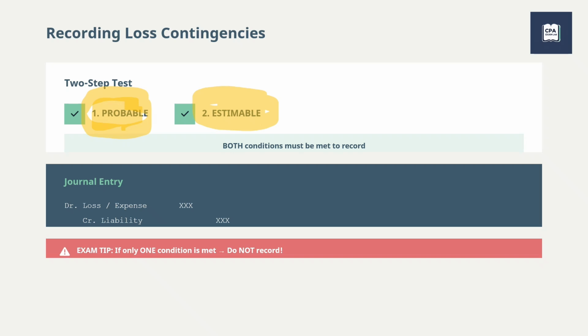So when that happens, you do not record it. This one is important. You only record it when both conditions are met. And how do we do it? We debit the expense and we credit the liability. This is a very simple journal entry, but the exam trap is the two-step test. Make sure conditions are met.